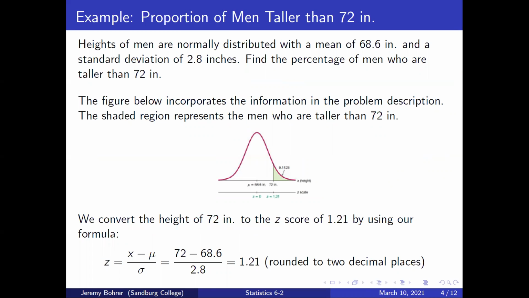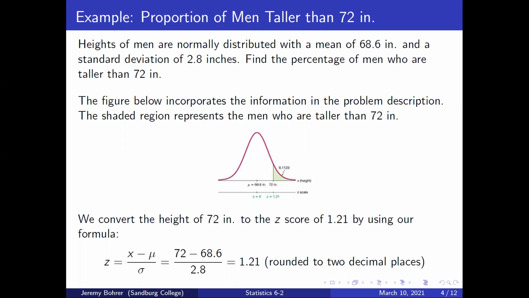Heights of men are normally distributed with a mean of 68.6 inches and a standard deviation of 2.8 inches. Find the percentage of men who are taller than 72 inches. The figure below incorporates the information in the problem description. The shaded region represents the men who are taller than 72 inches. We convert the height of 72 inches to the z-score of 1.21 by using our formula. Z equals x minus mu over sigma, which is 72 minus 68.6 over 2.8, which is 1.21 rounded to 2 decimal places.